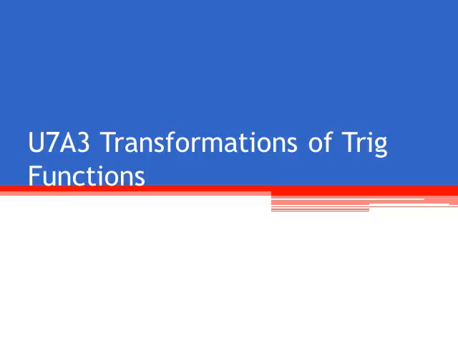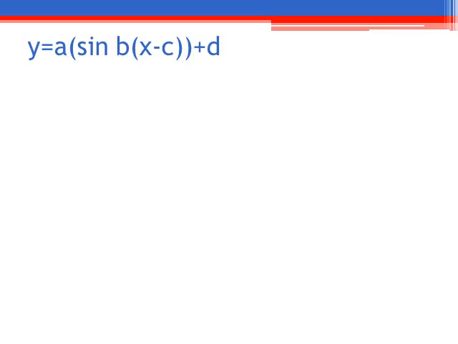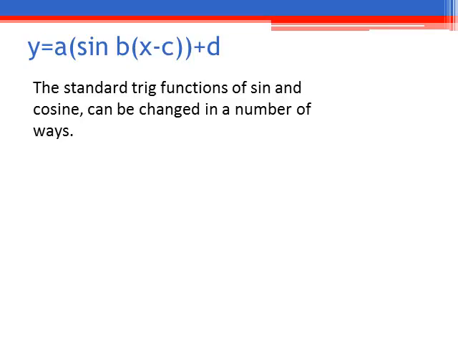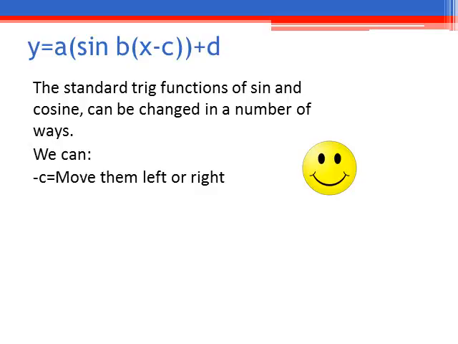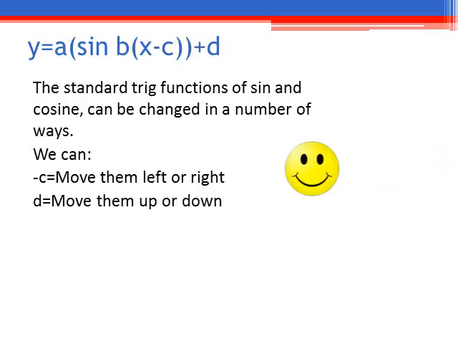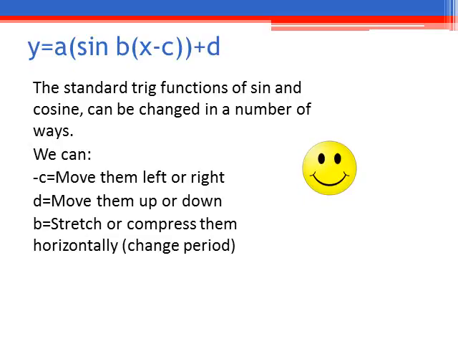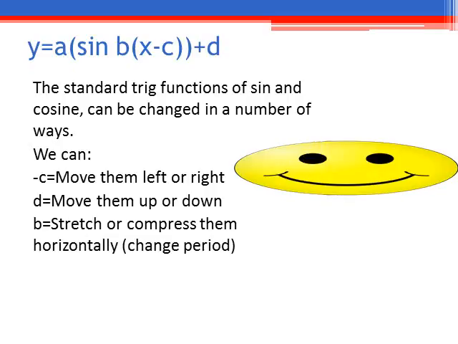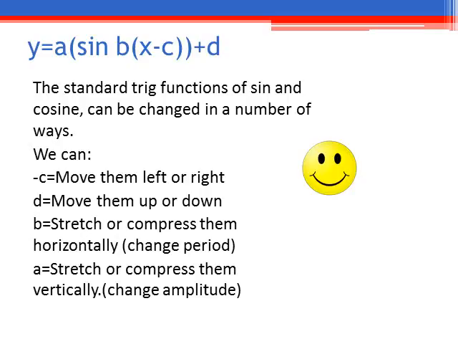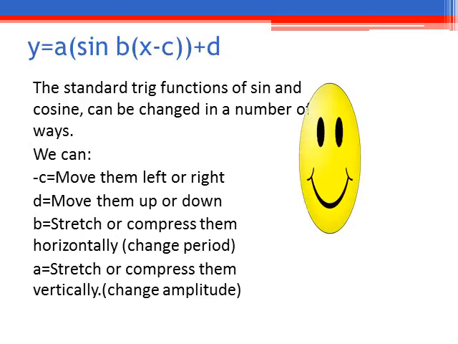All right, so today we're going to take a look at a few more transformations we can make of trig functions. We looked at translations yesterday where we moved things back and forth and up and down. Today we're going to take a look more. So here's our general equation, and we can change things by moving them back and forth, moving them up and down, which we looked at yesterday. And today we're going to look at how we can stretch or compress them horizontally, and how we can stretch or compress them vertically.